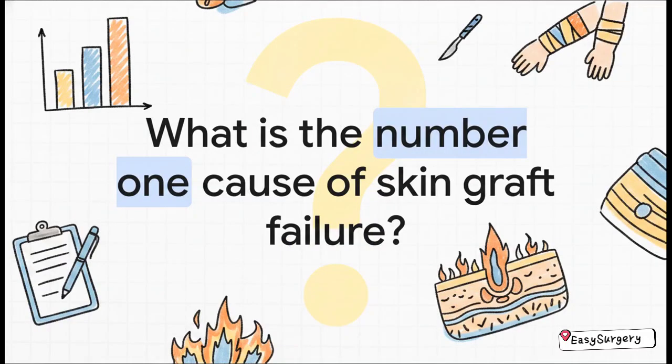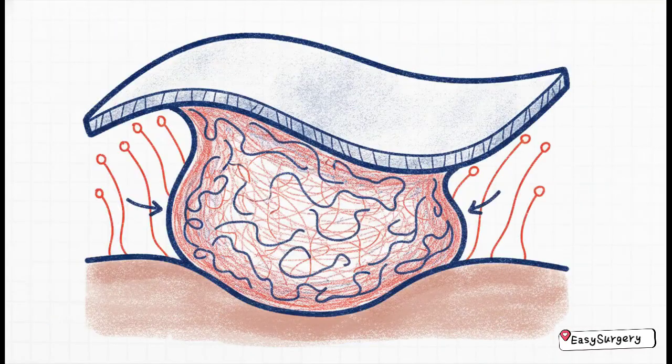Let's revisit the graft failure stats. It's so important it deserves to be asked again. What was the towering #1 cause of graft failure? Hematoma or seroma formation takes the top spot. Once again, it physically acts as a barrier, preventing graft adherence and totally stopping the revascularization timeline in its tracks.